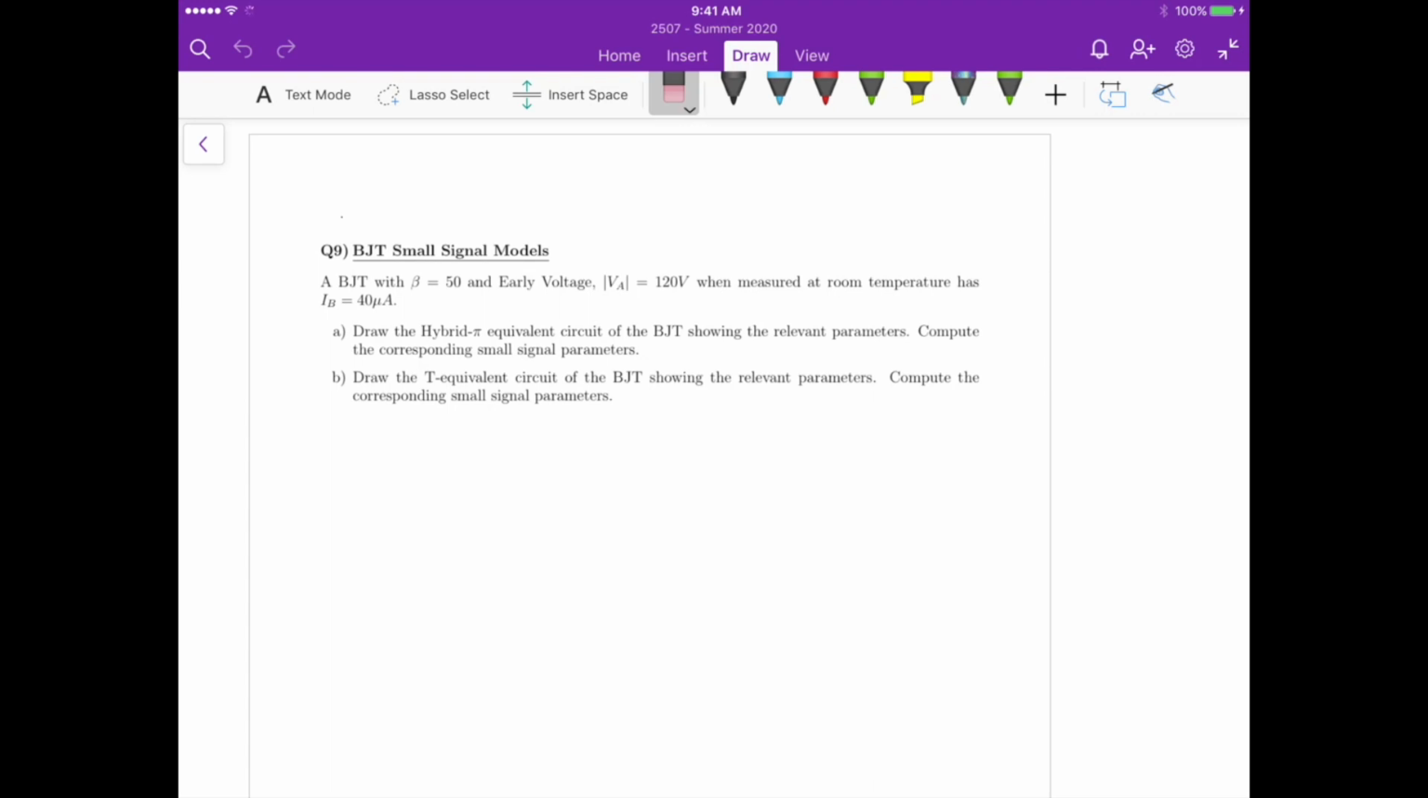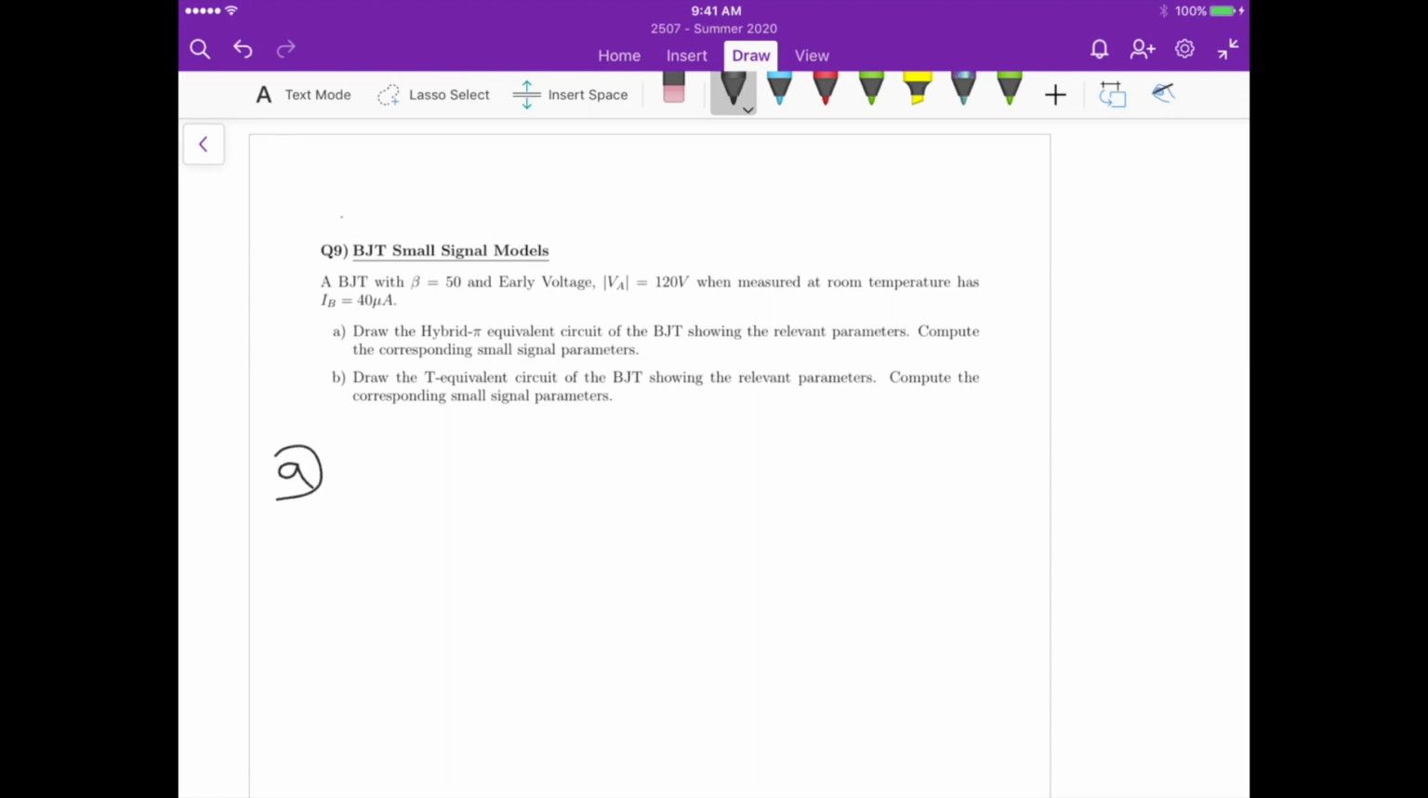So for the drawings of the hybrid pi and the T equivalent circuit, I advise you to go over the solution sheet on CU Learn, so you can see that. You can see there the circuit itself.